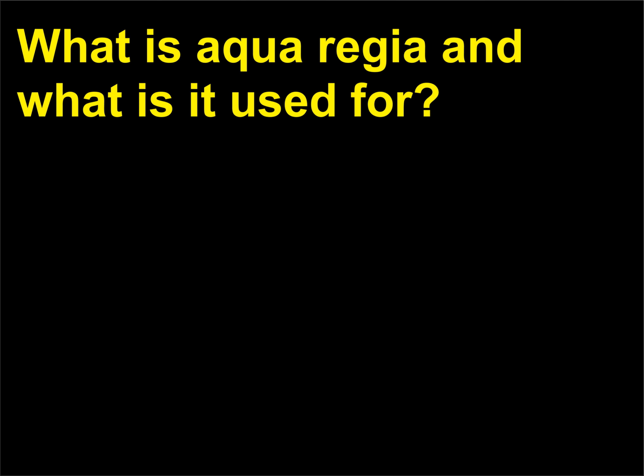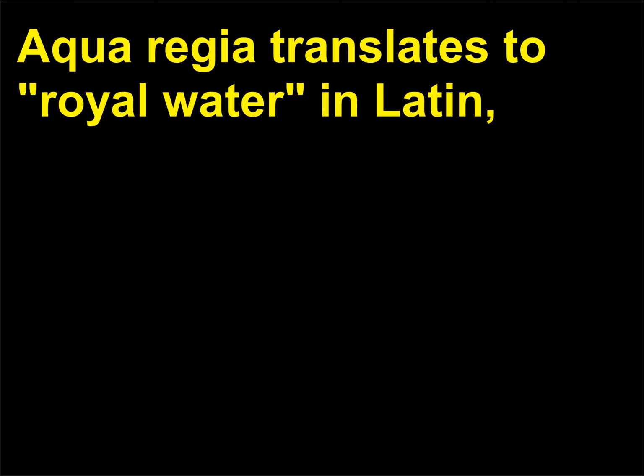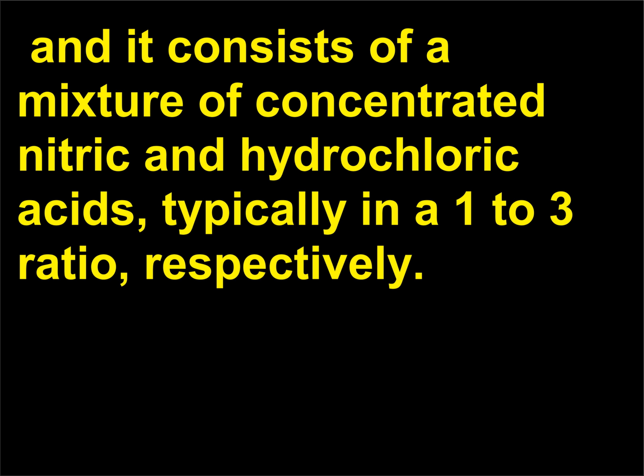What is aqua regia and what is it used for? Aqua regia translates to royal water in Latin, and it consists of a mixture of concentrated nitric and hydrochloric acids, typically in a 1:3 ratio, respectively.